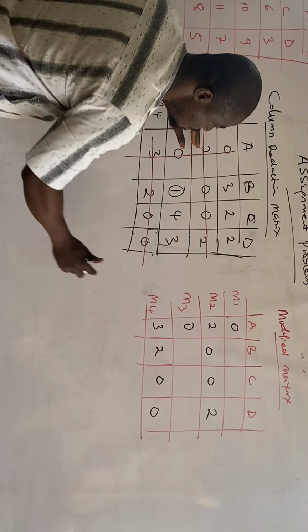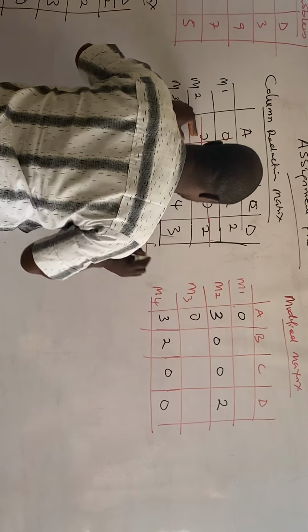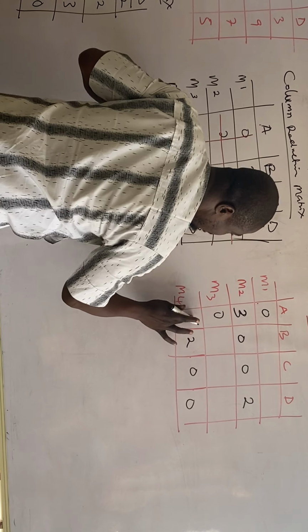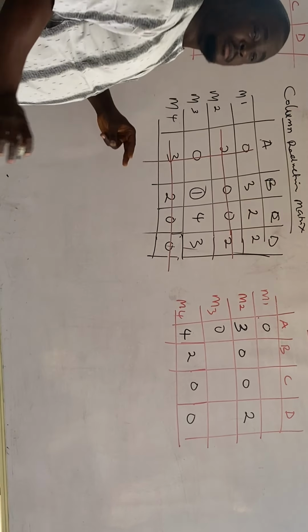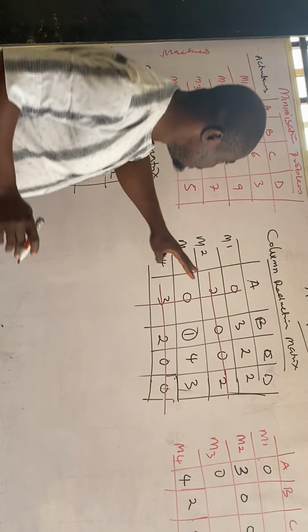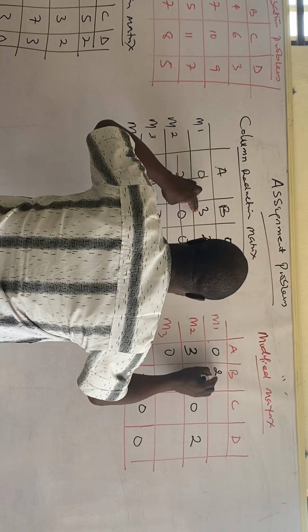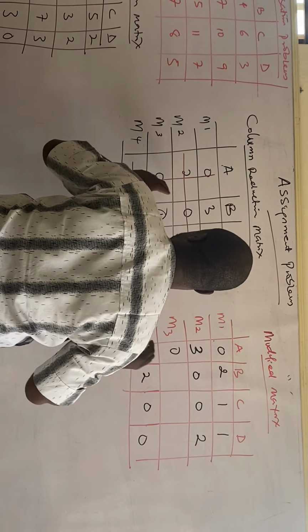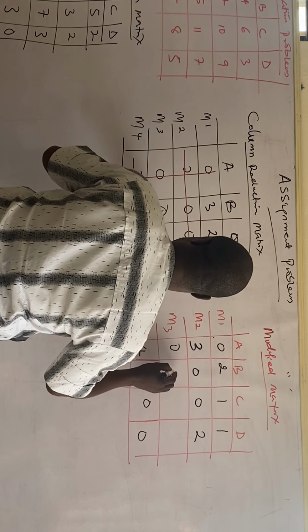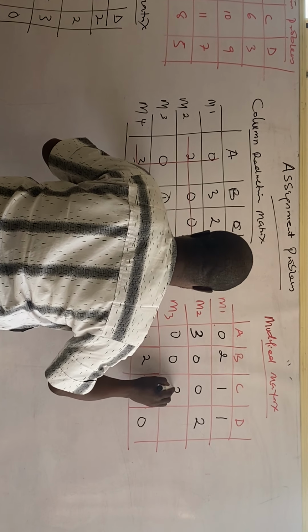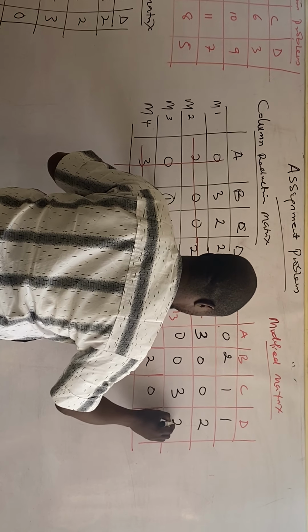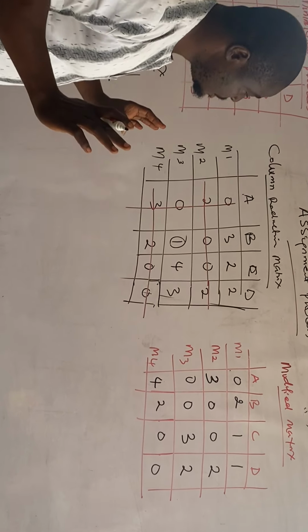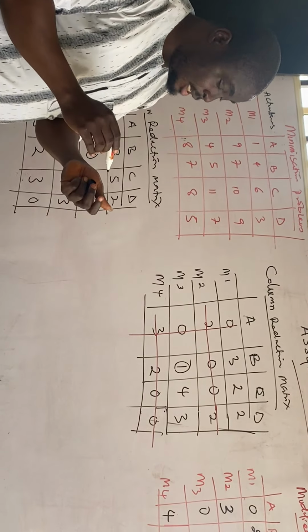So 1. That means these 2 will become 3. And these 3 will become 4. All other elements, you take away 1 from them. 3 minus 1, 2. 2 minus 1, 1. 1 minus 1 itself, 0. 4 minus 1, 3. 3 minus 1, 2. That's it. Now you can cover.